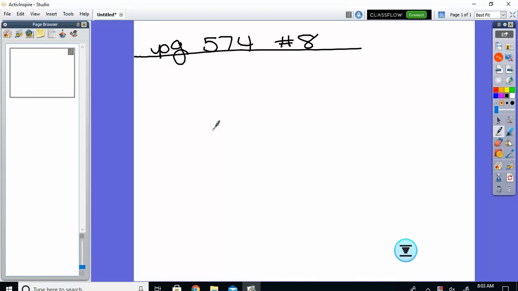Okay, let's look at page 574, number 8. So this tells us a statistics student heard that an individual's arm span is equal to the individual's height. To test this hypothesis, the student used a random sample of 10 students and obtained the following data. So part A.